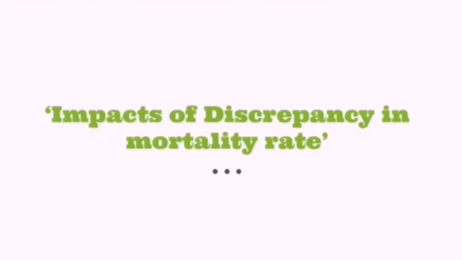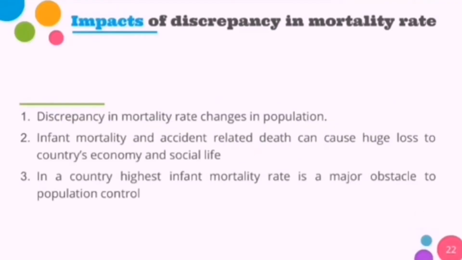Till now, we have learned the causes that can create mortality rate discrepancy around the world. But now we will learn the impacts of discrepancy in mortality rate. First of all, discrepancy in mortality rate changes population. That means countries with higher mortality rate have less population. On the other side, countries where mortality rate is low, there we will find more population in number.